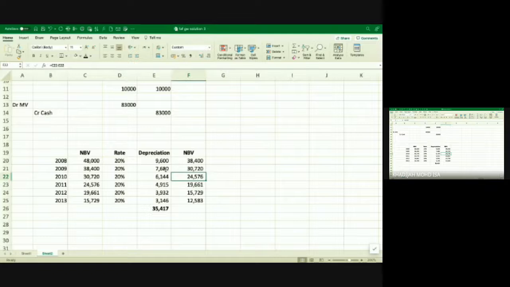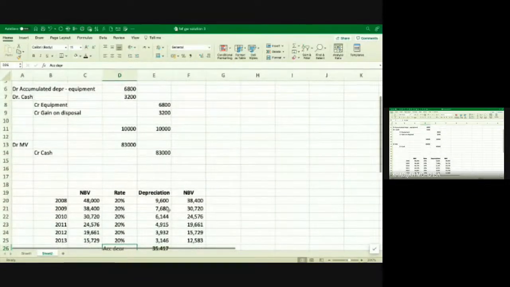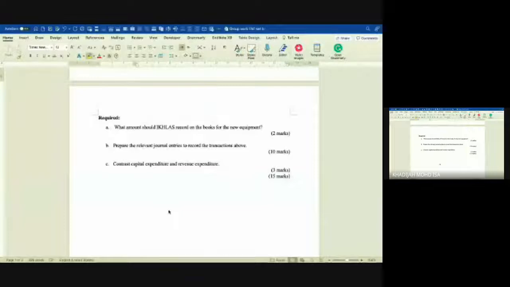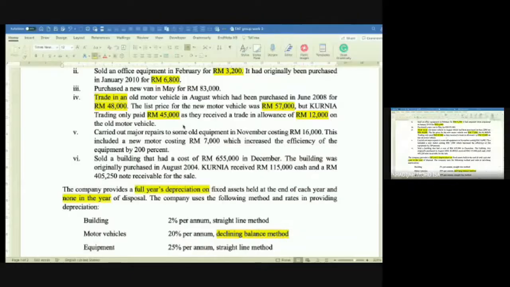But this is not the accumulated depreciation. If you want to compute the accumulated depreciation, it is the total of this from year to year. But for the purpose of this question, you want to see what is the accumulated depreciation when you dispose, so that will be 35,417. You bought the motor vehicle. So that will be the accumulated depreciation, 35,417.